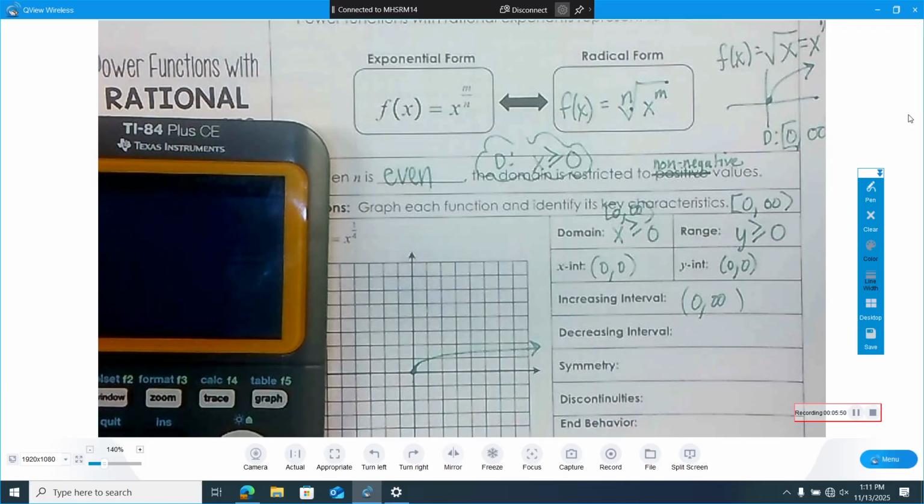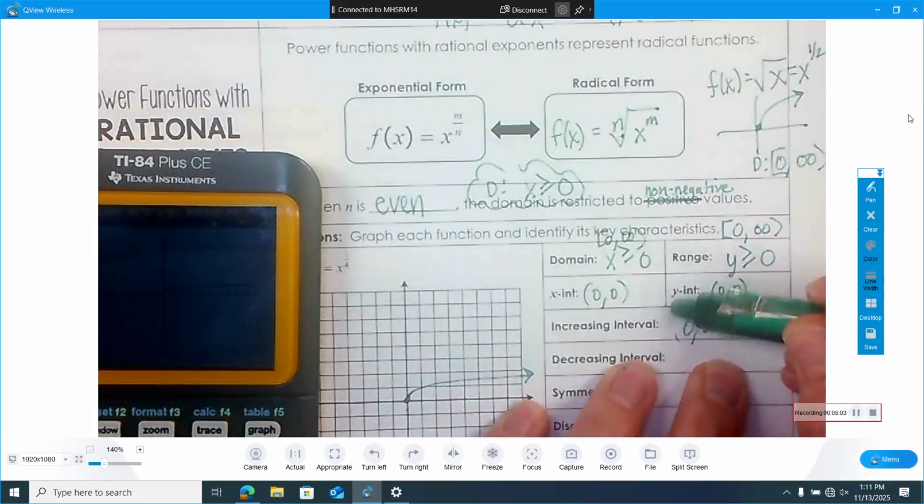Wait, why wasn't it a bracket? So it technically is a bracket. 0 is the first point, and the point to the right is definitely higher than that. So technically, it is a bracket. I'm not going to grade it either way.